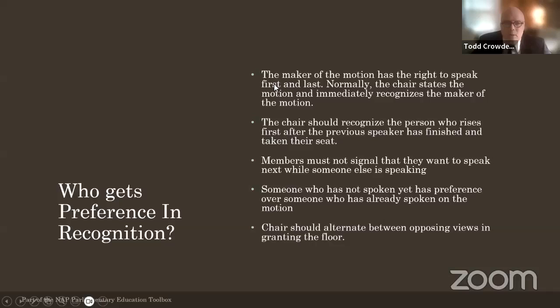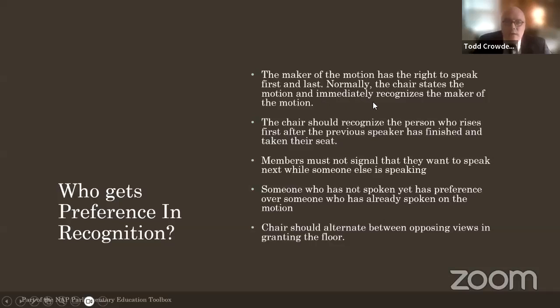They get to explain their motion after it's seconded and stated. You go back to that person and say, okay, now is your chance to tell us all what you're doing and why you want to do this. And they also get to speak last. So when debate has apparently run out, the chair would look over at the maker of the motion again and maybe make an inquisitive look, letting them know, this is your last chance. We're about to close debate. Did you want to take advantage of your opportunity to speak last?